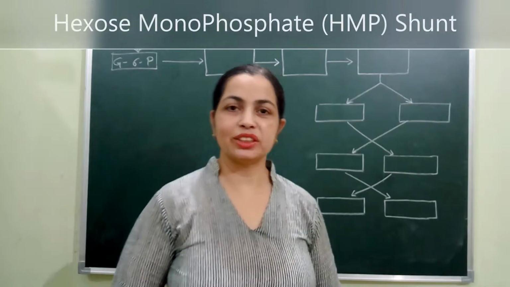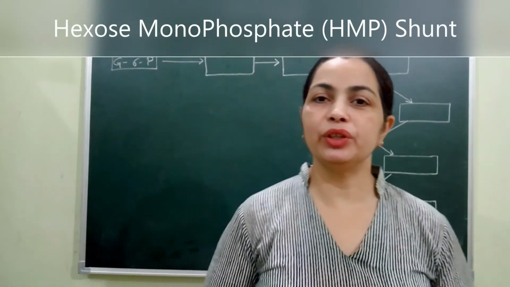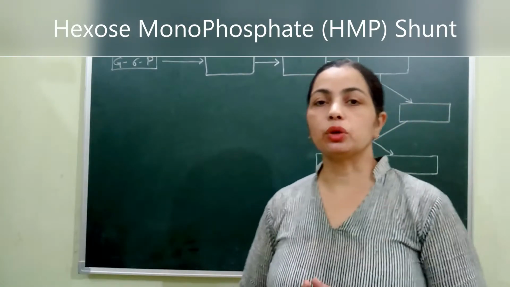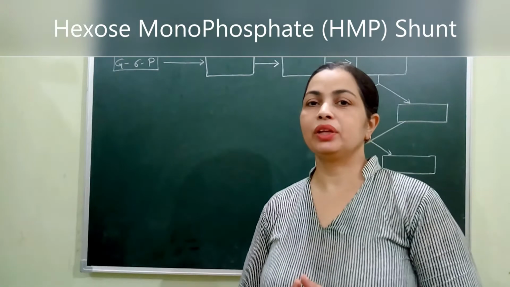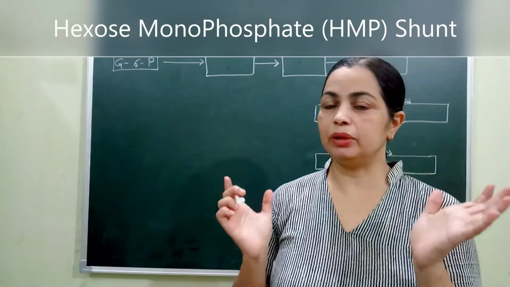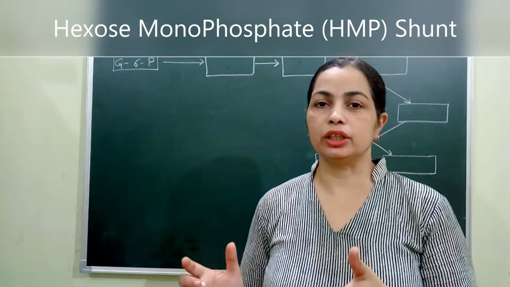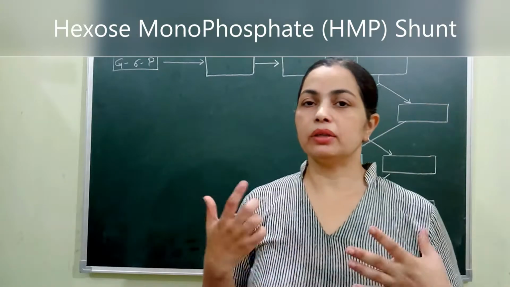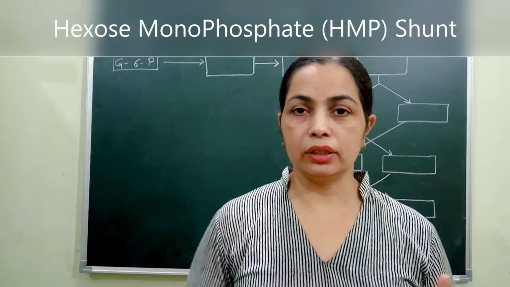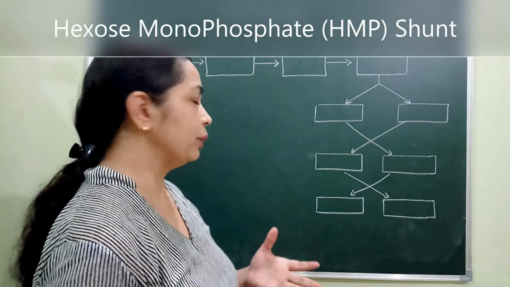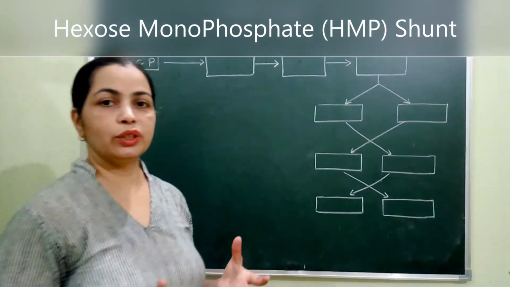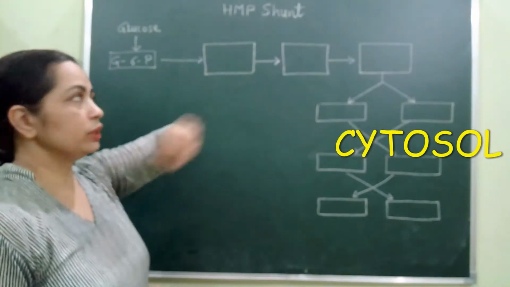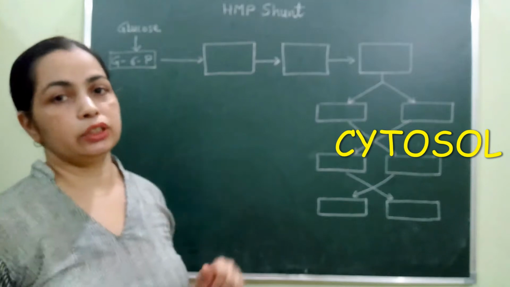Hello friends, welcome to the channel, and today's biochemistry video is about the HMP shunt, an important pathway observed in carbohydrate metabolism. This pathway, HMP, that is hexose monophosphate shunt, is quite complicated whenever we see it in books. But I am trying to make it in a simplified form to make you understand. So I hope this video gets helpful to you. Let's start with what this HMP shunt is and where it is observed.